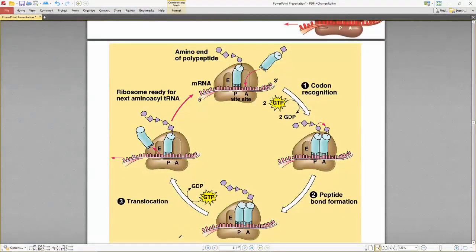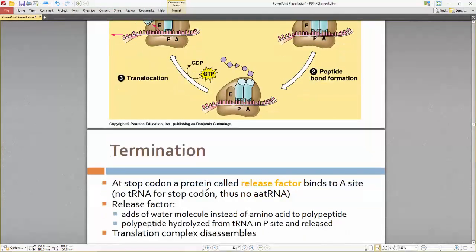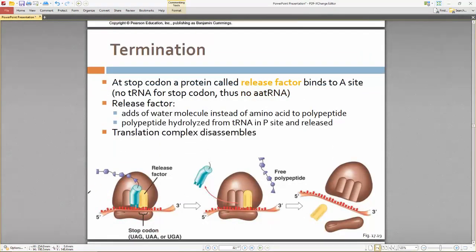This is another diagram. I think it's the same one as before. So, termination. How does this whole thing end? At the stop codon. There's a start codon, and then there's a stop codon. At the stop codon, a protein called the release factor, instead of an amino acyl tRNA, binds to the A site. There is no tRNA for the stop codon, and thus no amino acyl tRNA for the stop codon.